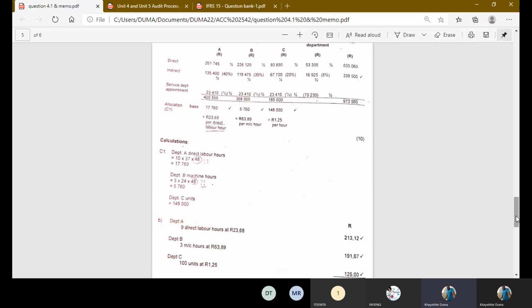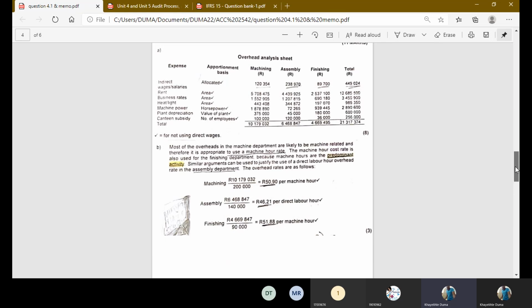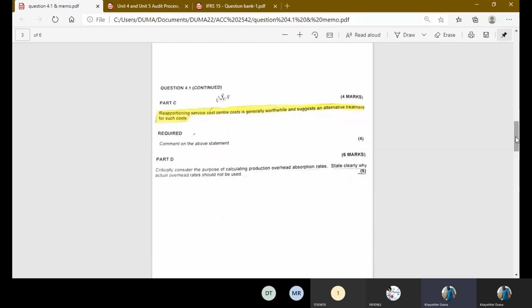Just know that your rate will be guided by your allocation base. So as you go up, okay, B.